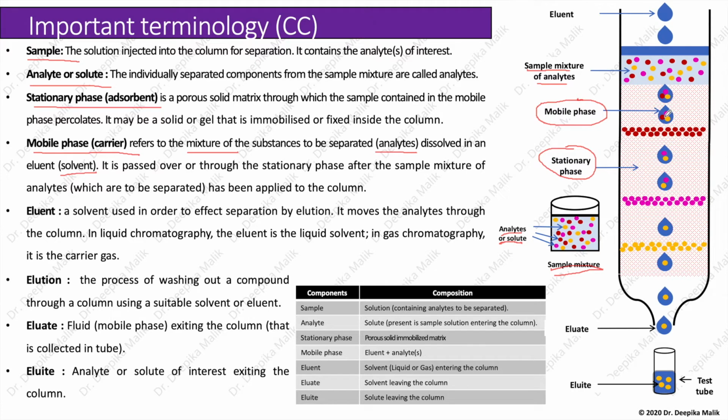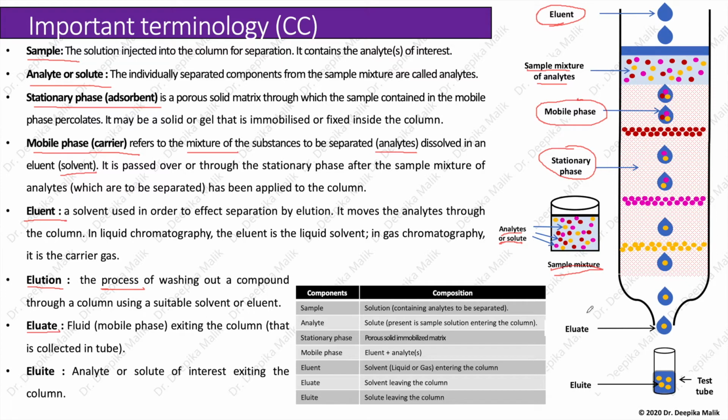The sample mixture is basically poured over the stationary phase after it is settled into the column, after which the mobile phase is applied. Eluent is a solvent used in order to effect separation by elution. It moves the analytes through the column. In liquid chromatography, the eluent is the liquid solvent. In gas chromatography, it is the carrier gas. So as you can see, the form in which the eluent is used forms the basis of liquid and gas chromatography. Elution is the process of washing out a compound through a column using a suitable solvent or eluent.